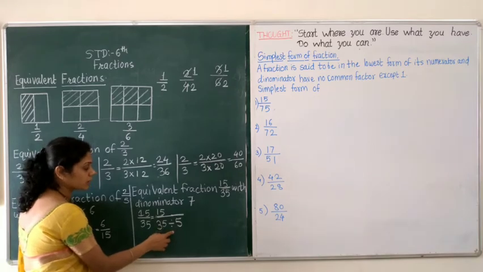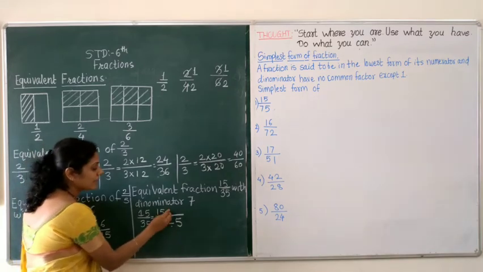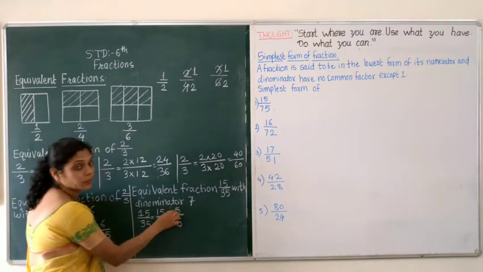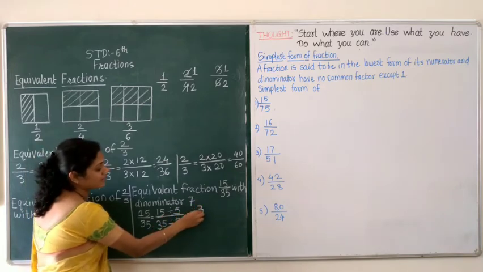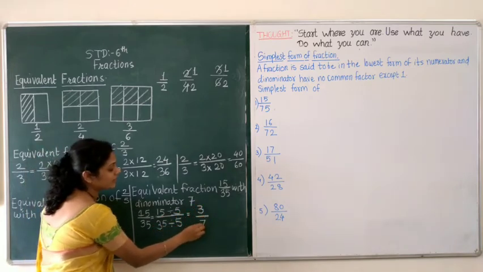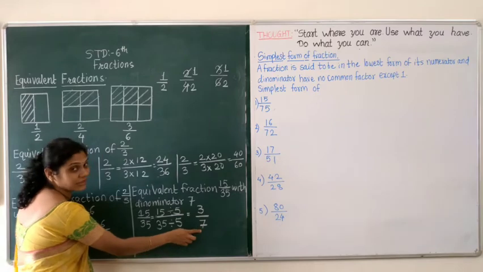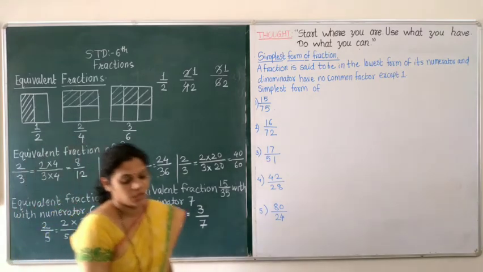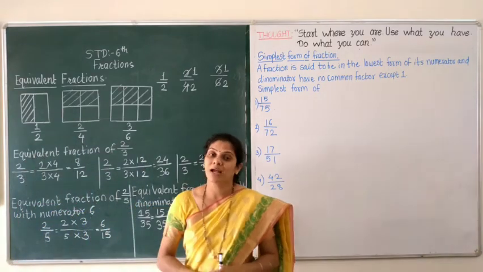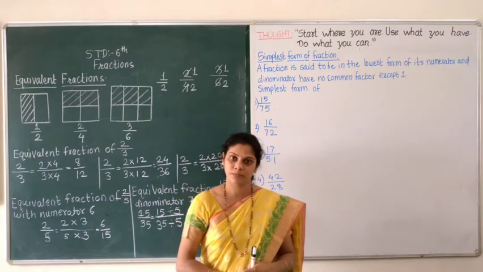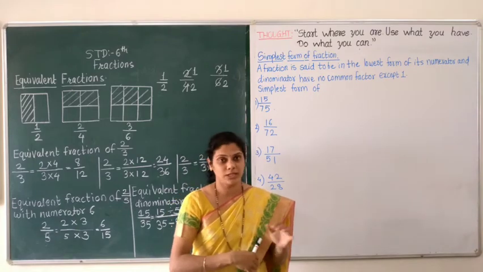If I am going to divide the numerator, the same I have to apply to the numerator. So 5 threes are 15, 5 sevens are 35. And now we get the denominator 7. So like that, you can find out the equivalent fraction. Okay. So now again we will recall.